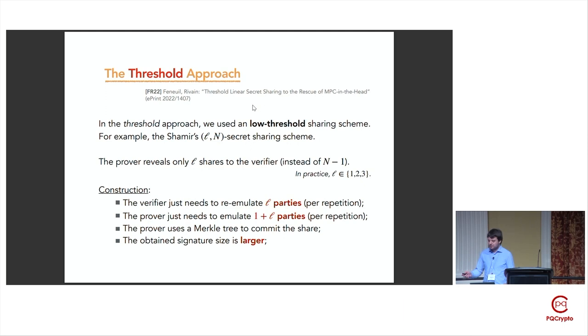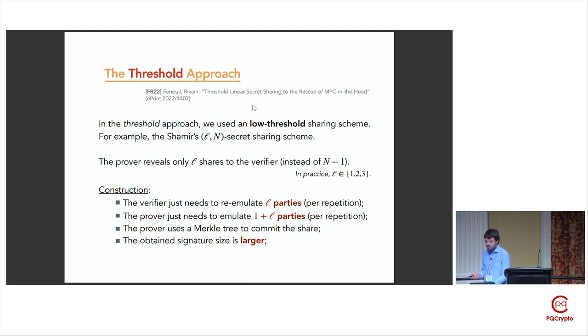There is, of course, a cost we need to pay. It will be better in the running time than the hypercube approach, but the drawback is the signature size will be larger because we will use a Merkle tree instead of a GGM tree, which is more expensive. And even if the proof is sound, there are some details where we lose a small part of the soundness, and that's why we obtain a larger signature size.